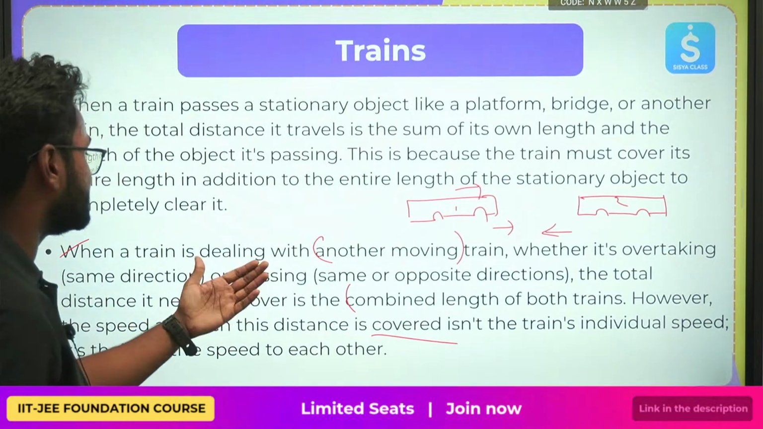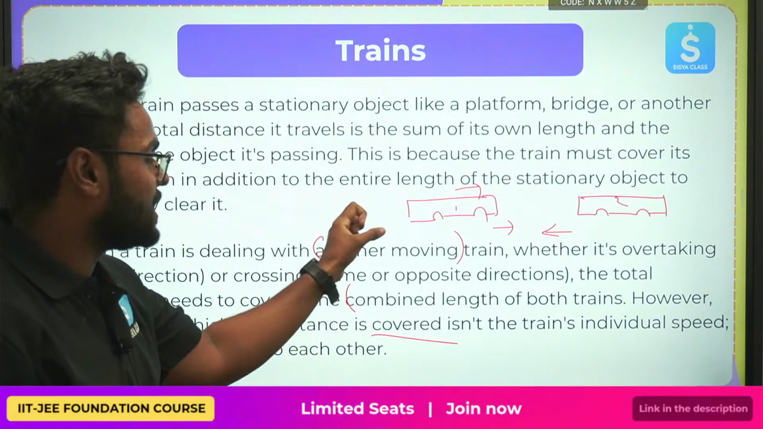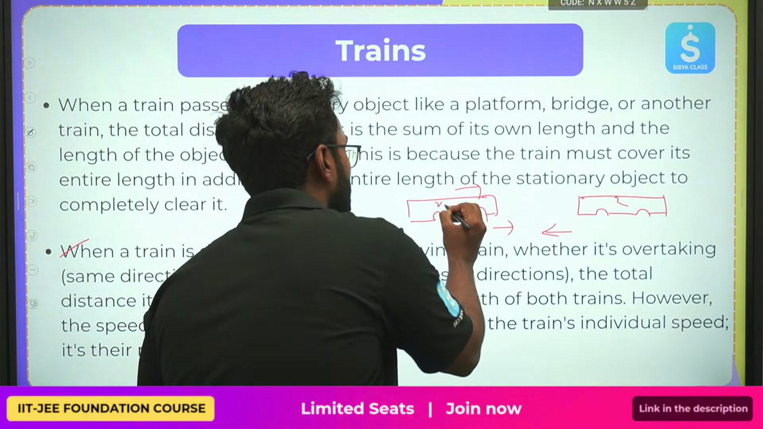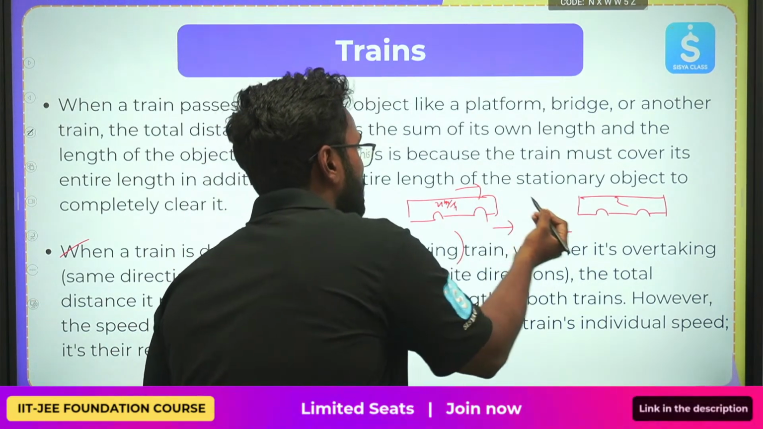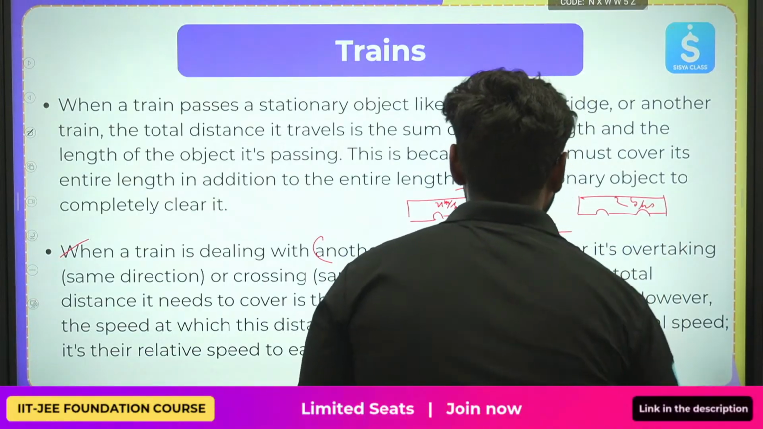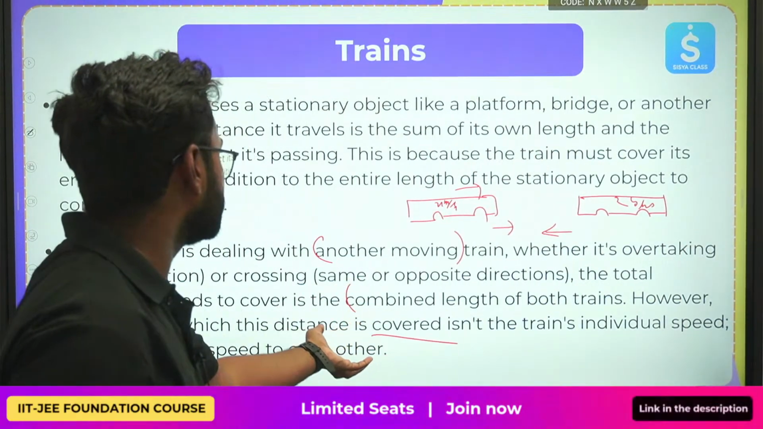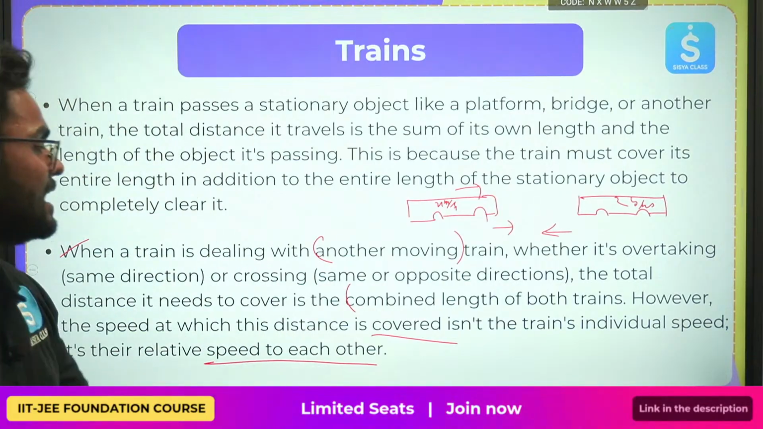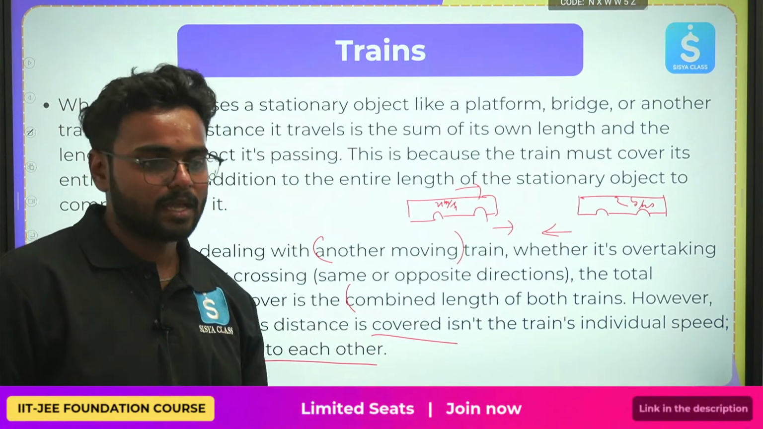However, the speed at which this distance is covered is not the individual speeds of train 1 and train 2. If this is x kilometers per second or this is y meters per second, this is not directly the speed at which the distance is covered. It's the relative speed, their relative speed to each other, right?